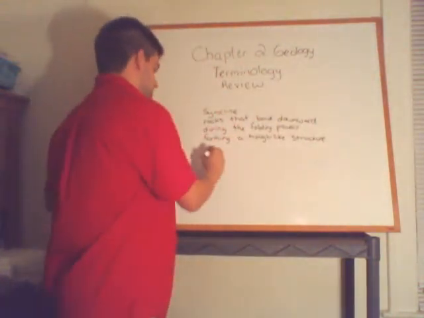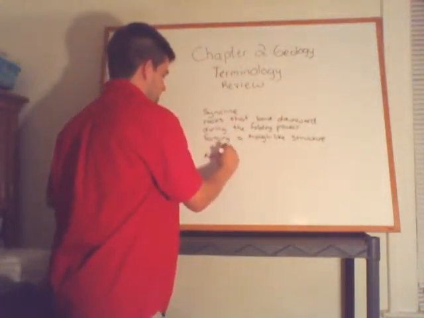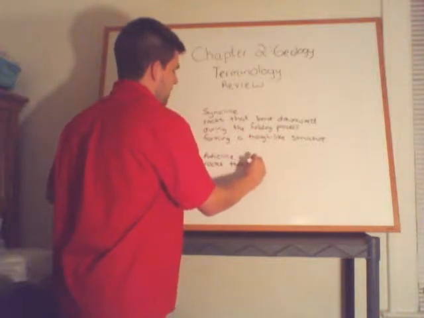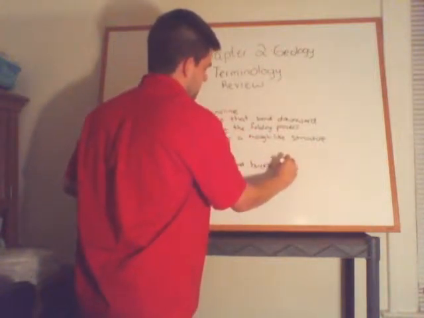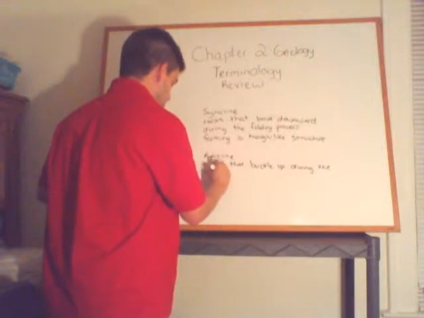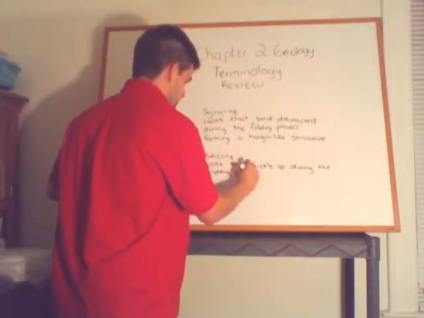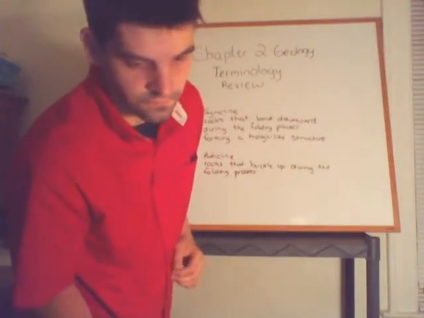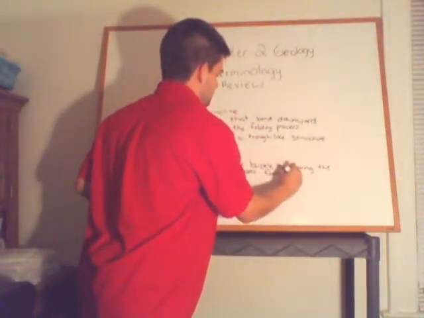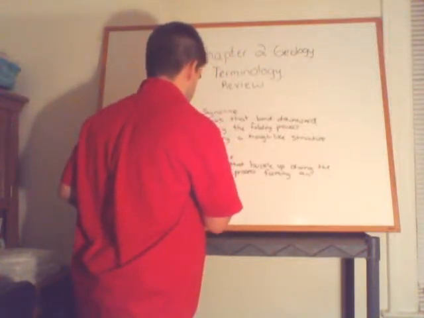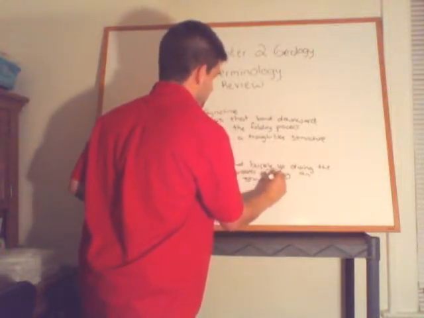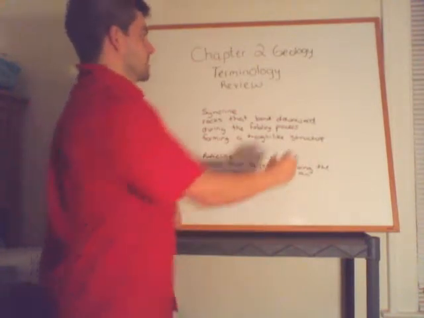And then the second definition to go with that is the anticline. And its definition is rocks that buckle up during the folding process, forming an arch-like structure. Okay, so to illustrate these ideas, I'm going to draw a picture up here.